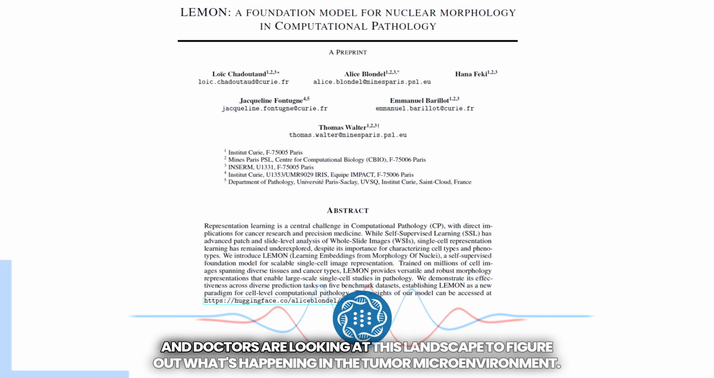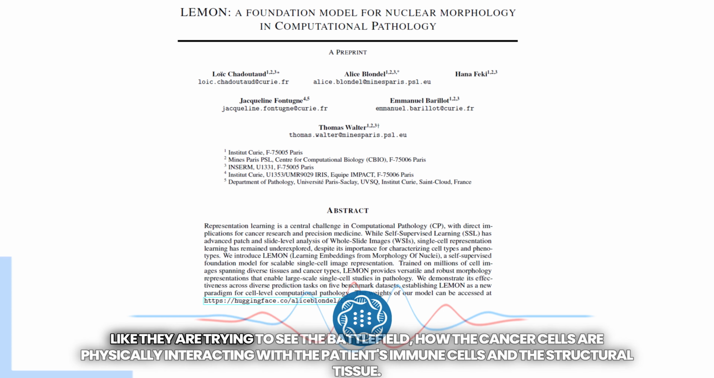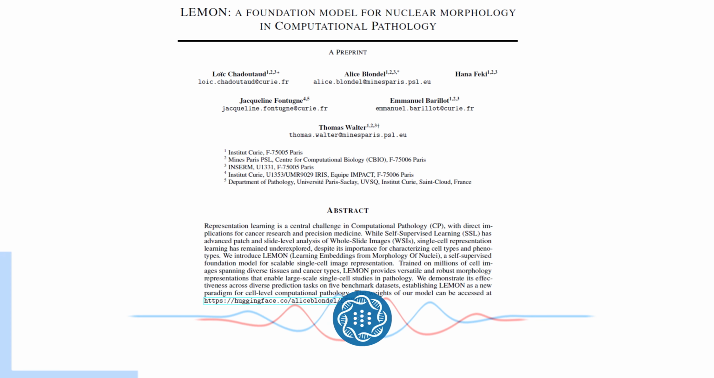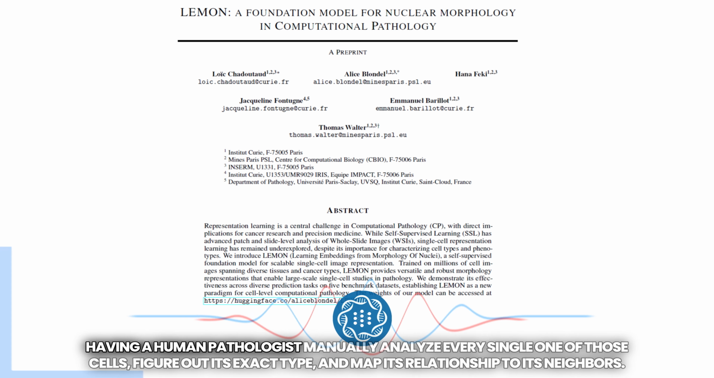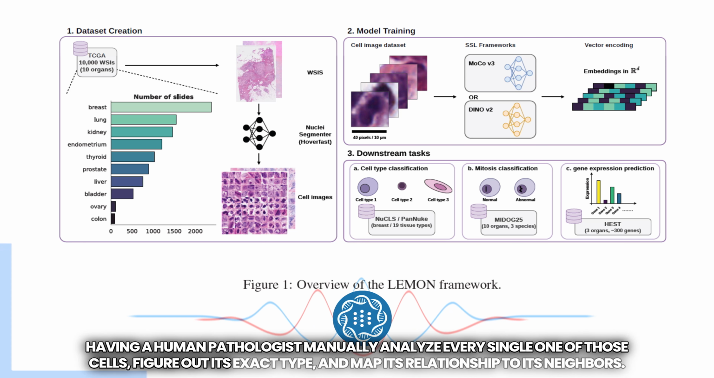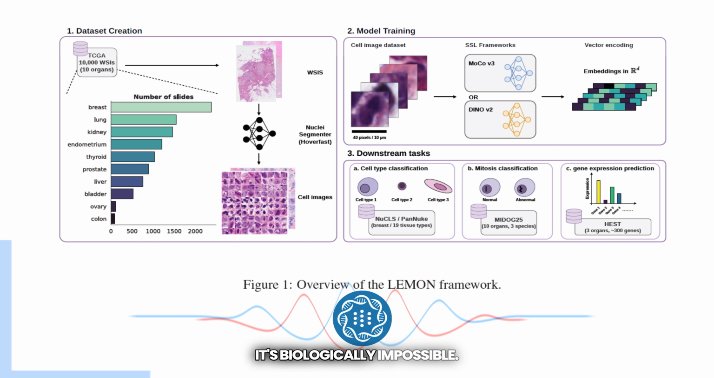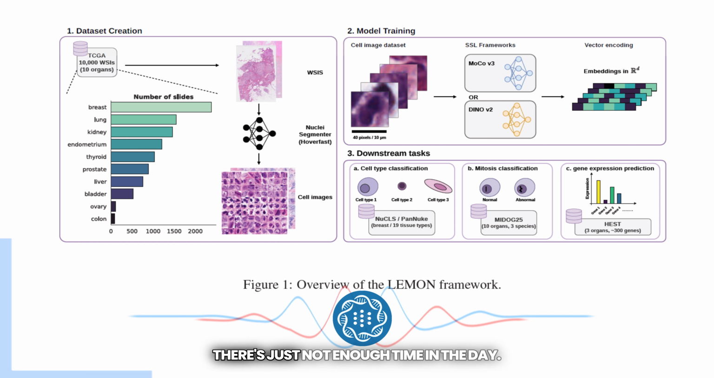And doctors are looking at this landscape to figure out what's happening in the tumor microenvironment, right? Like, they are trying to see the battlefield, how the cancer cells are physically interacting with the patient's immune cells and the structural tissue. Yeah, that's the goal. But that battlefield is made up of billions of individual cells across a single slide. Right. Having a human pathologist manually analyze every single one of those cells, figure out its exact type, and map its relationship to its neighbors, it's biologically impossible. It would take a lifetime. Right, there's just not enough time in the day.